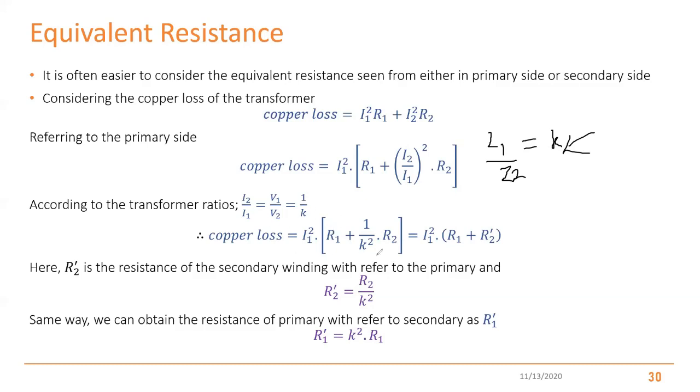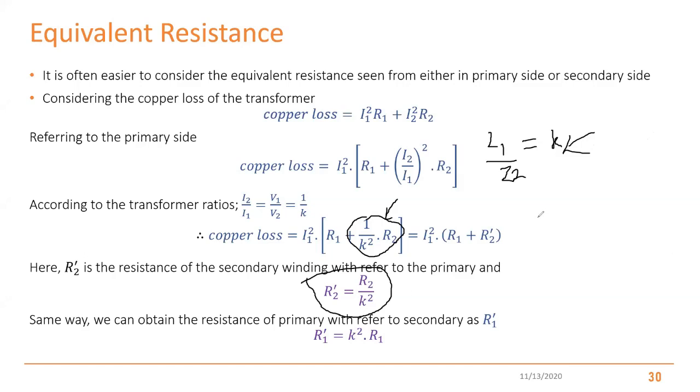Therefore this part is the resistance actually seen from the primary. The primary sees the secondary resistance R2 as R2 divided by the transformer ratio squared. So instead of this part, we can write R1 plus R2 dash. This R2 dash is the equivalent resistance of the secondary when we look at it from the primary. So R2 dash is R2 divided by K squared.